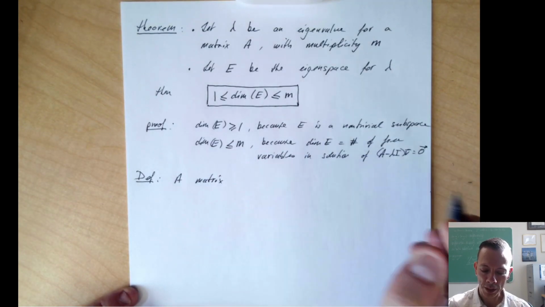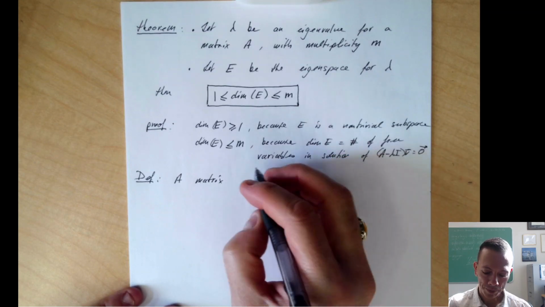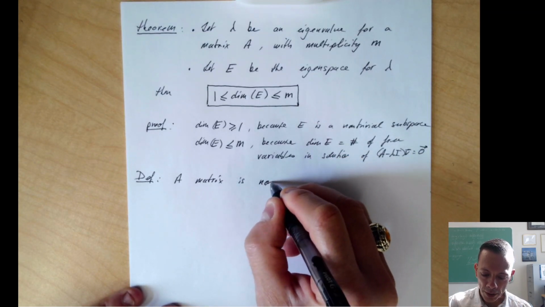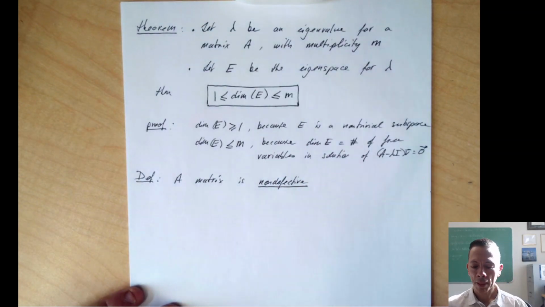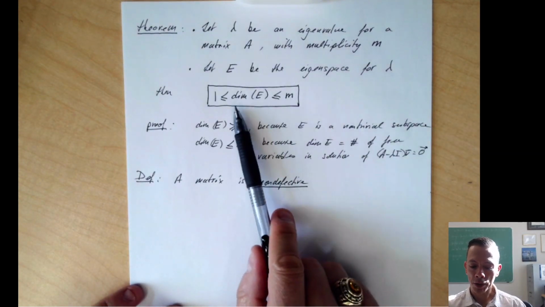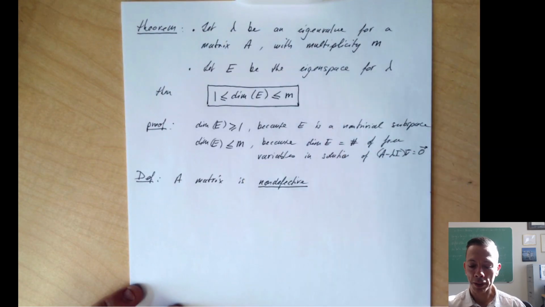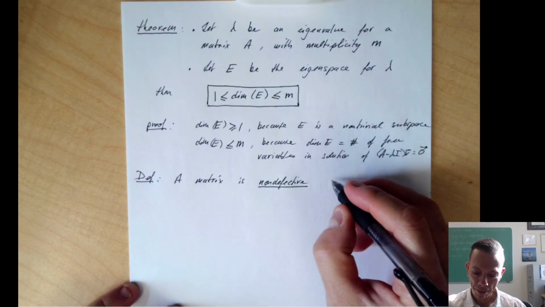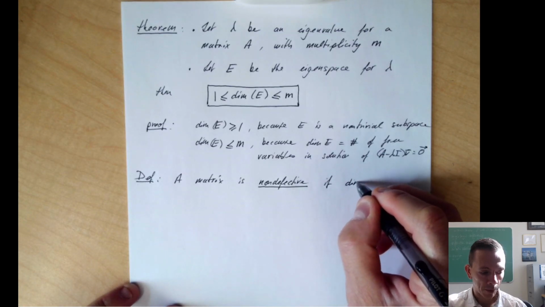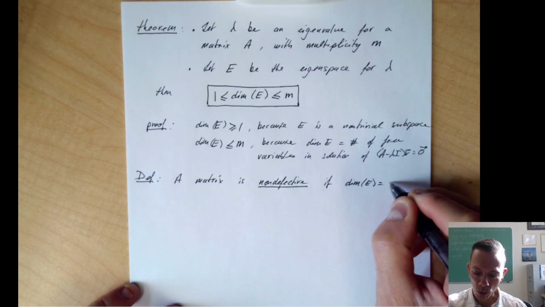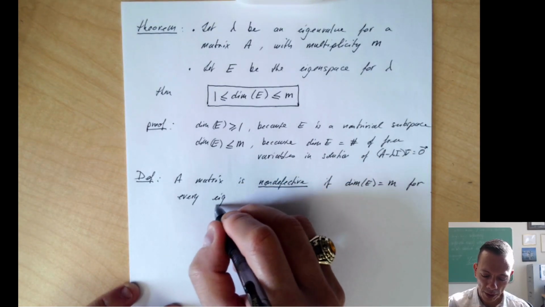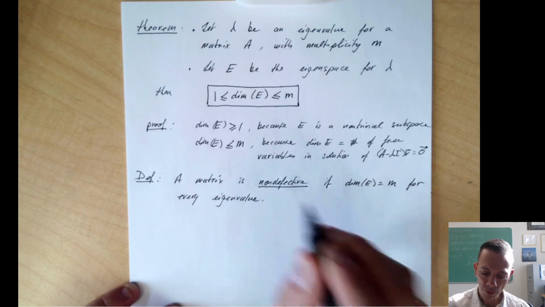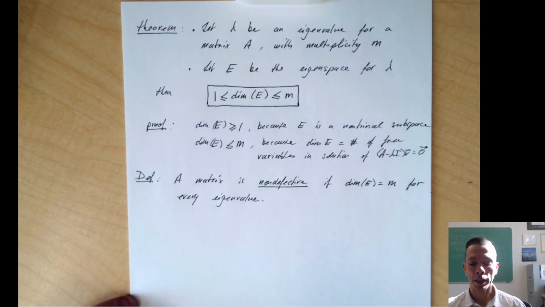you have different situations. So a matrix is non-defective if for every single eigenvalue, the dimension of the corresponding eigenspace equals the multiplicity of the eigenvalue. So if the dimension of E equals m for every eigenvalue. So the matrix A that we had in the previous example is an example of a non-defective matrix.